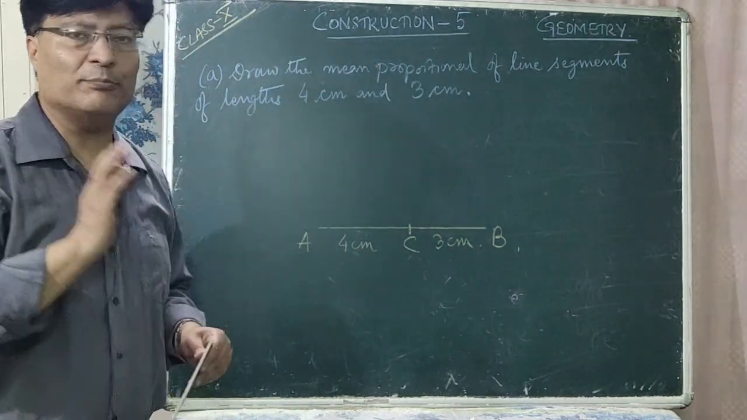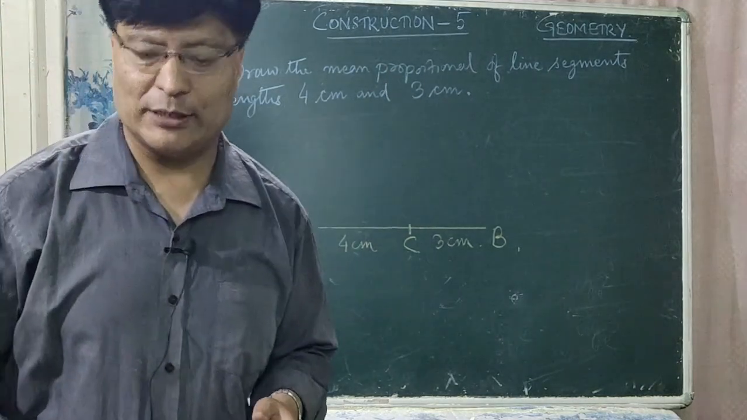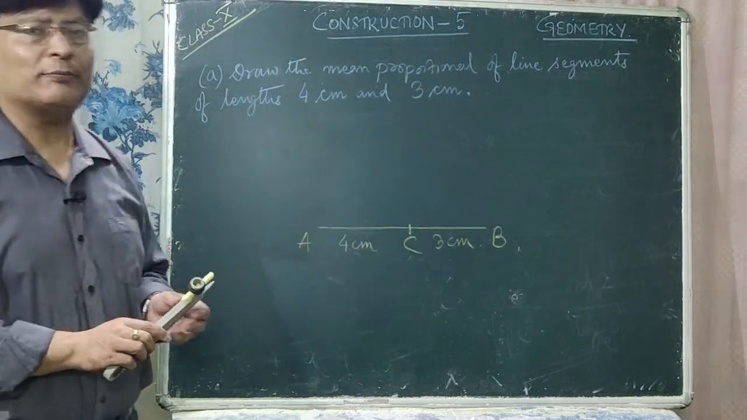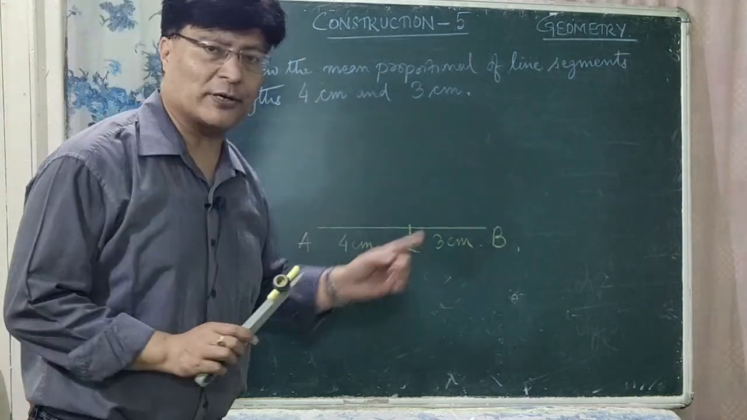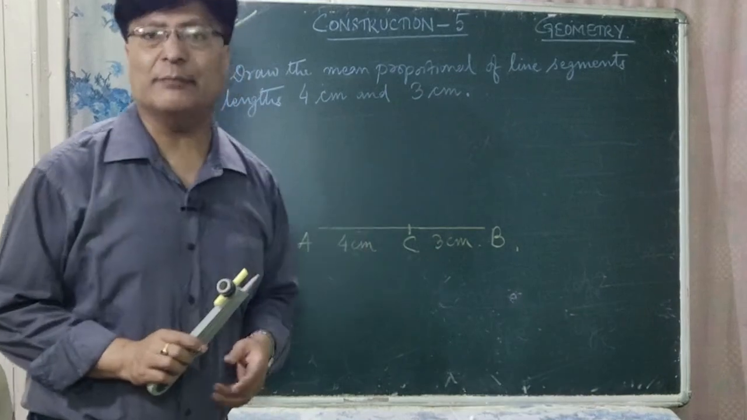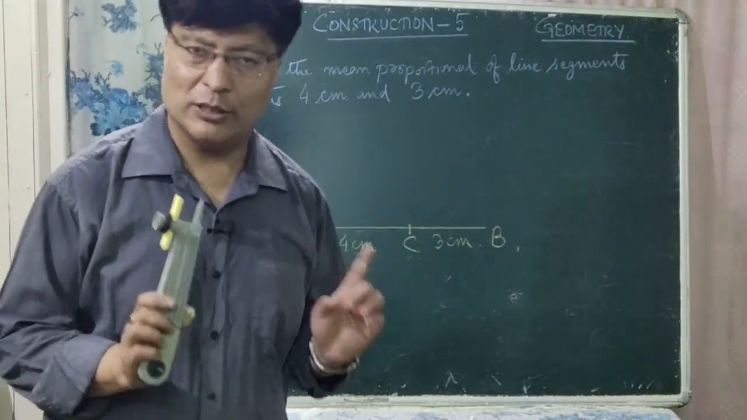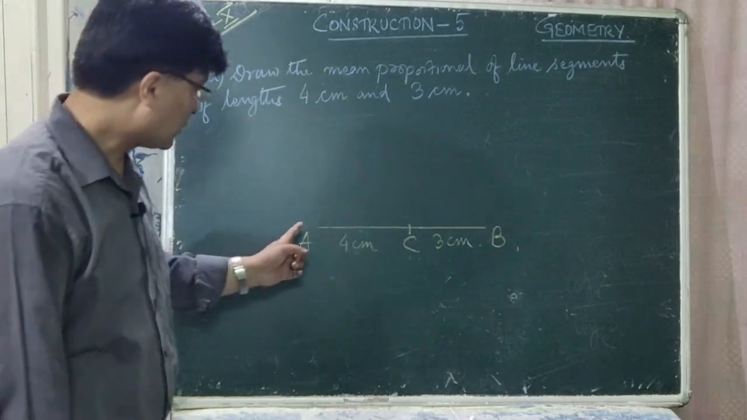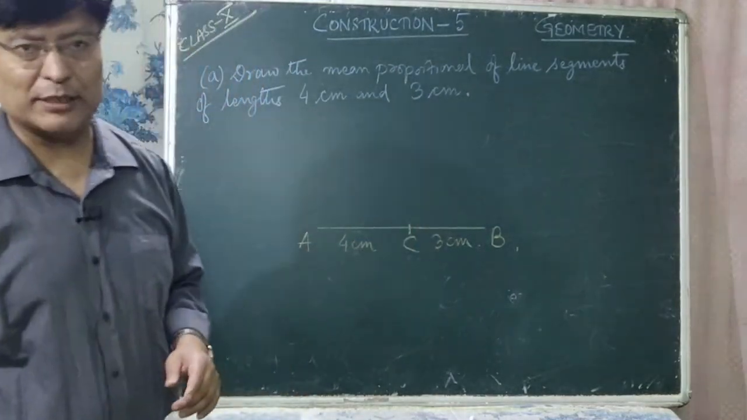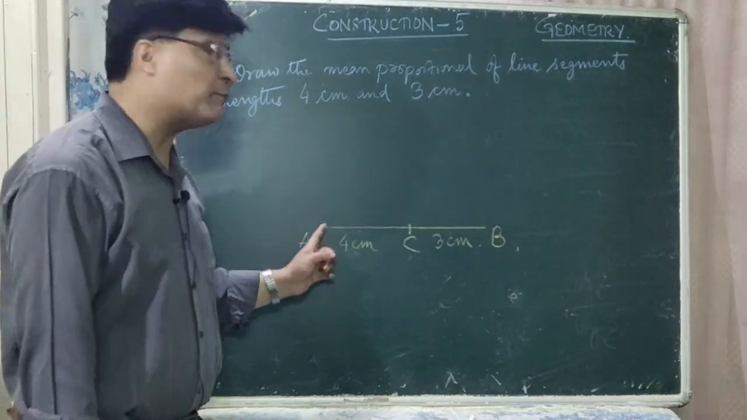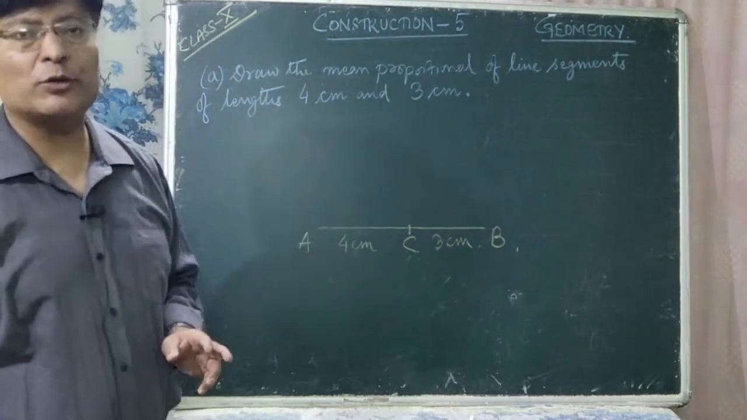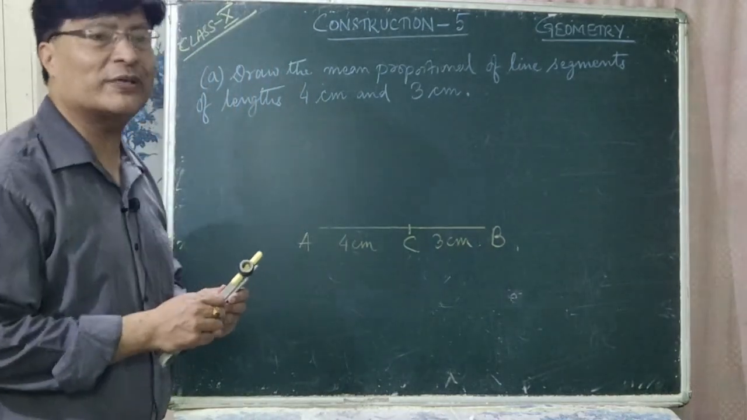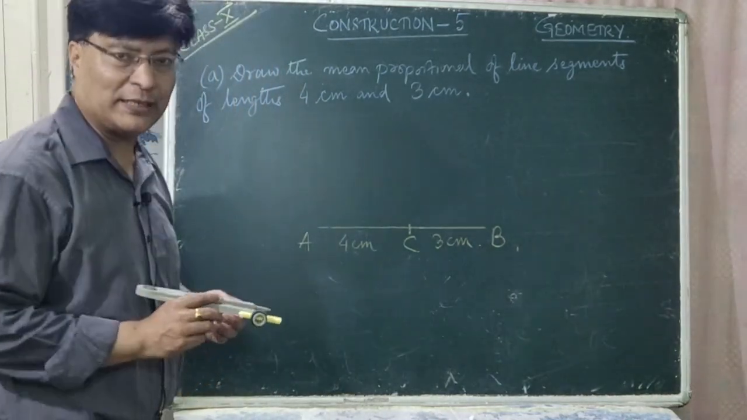Now we have to find the mean proportional of these two lengths, 4 cm and 3 cm. So what you will do here is draw a semicircle with AB as the diameter. That means you have to get the midpoint of AB. That midpoint will be the center of the semicircle, right? You know how to get the midpoint of the line segment AB, right?